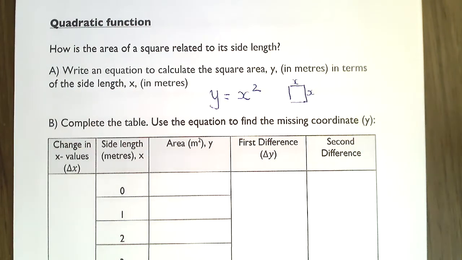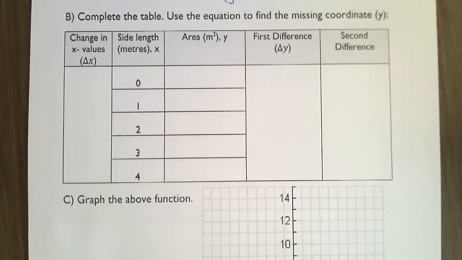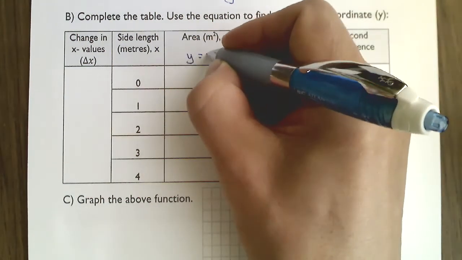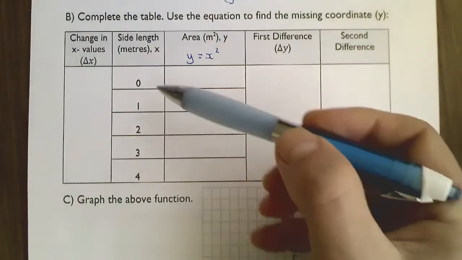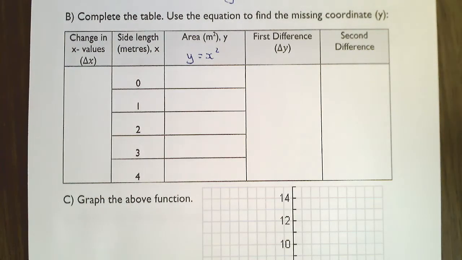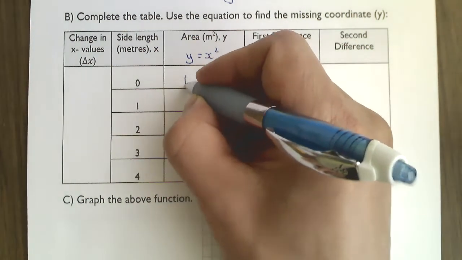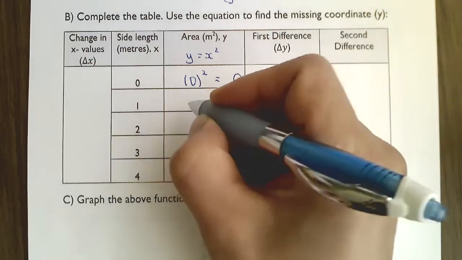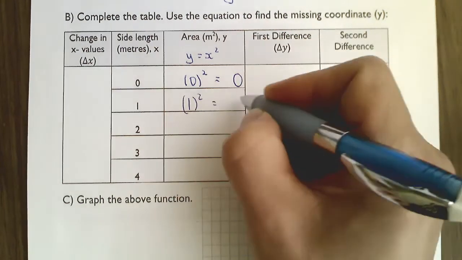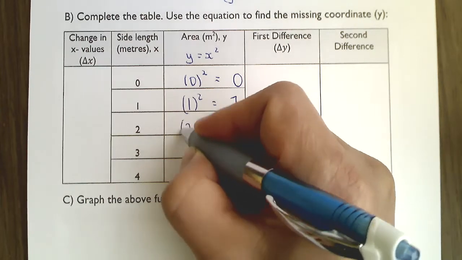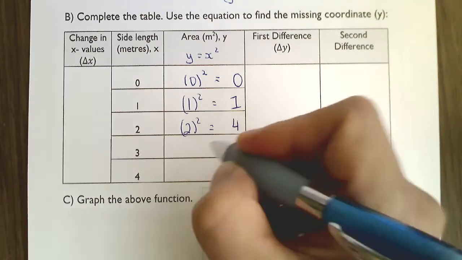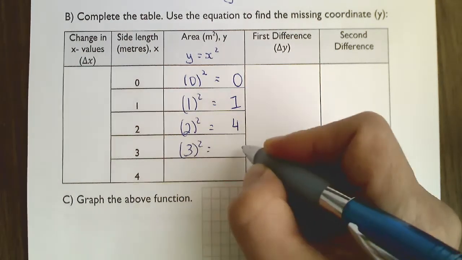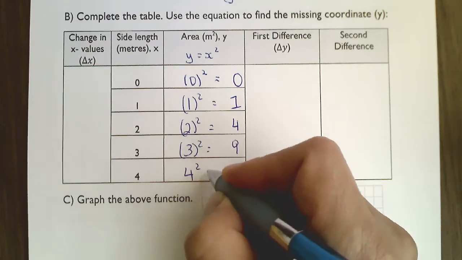All right. In order to plot this function, we're going to use a table of values. Our equation was y equal x squared. We've selected some values for side length. They're all positive because the side cannot be negative. And then we will substitute them into the equation to calculate the area. So 0 to the power of 2 is 0. 1 to the power of 2 is 1. 2 to the power of 2 is 4. 3 to the power of 2 is 9. And 4 squared is 16.